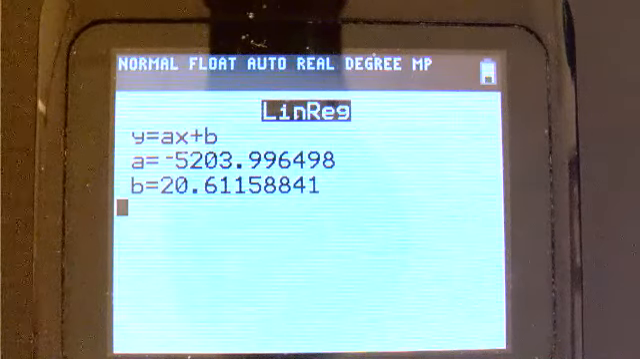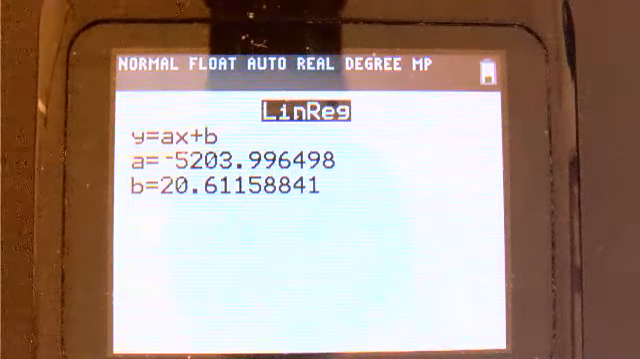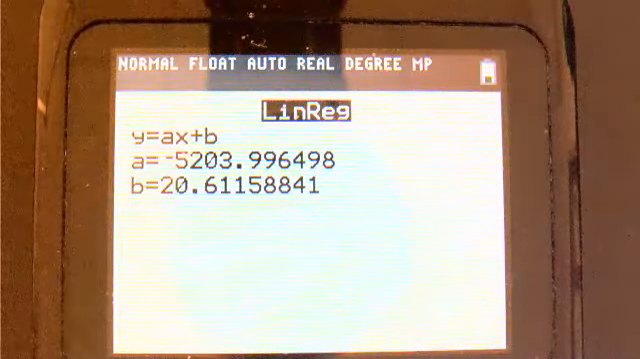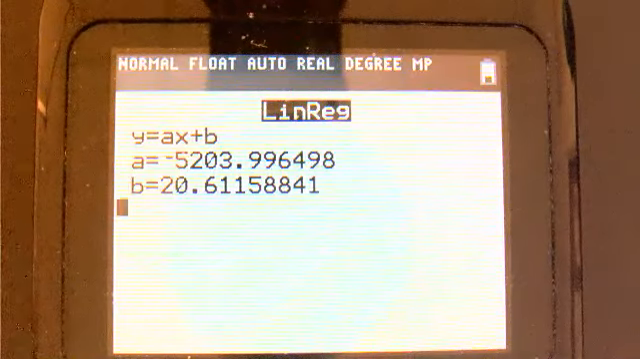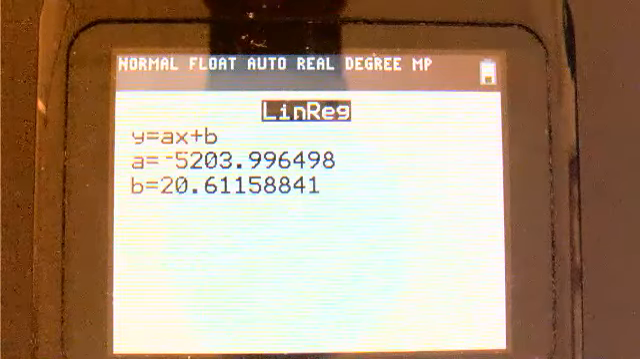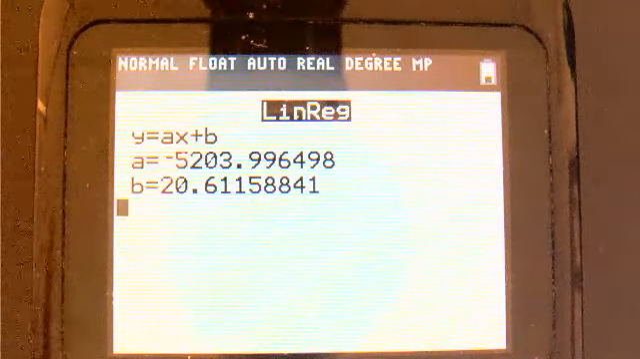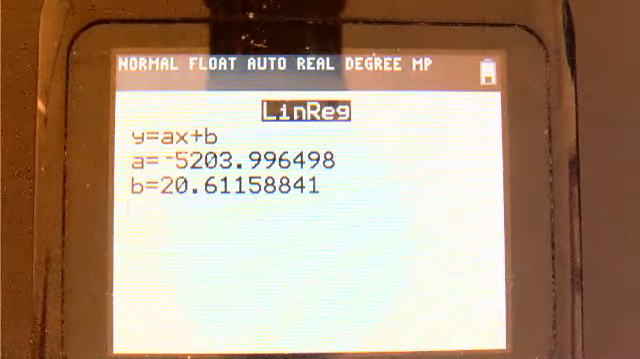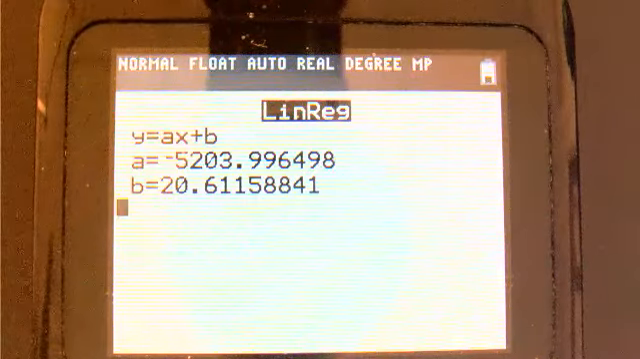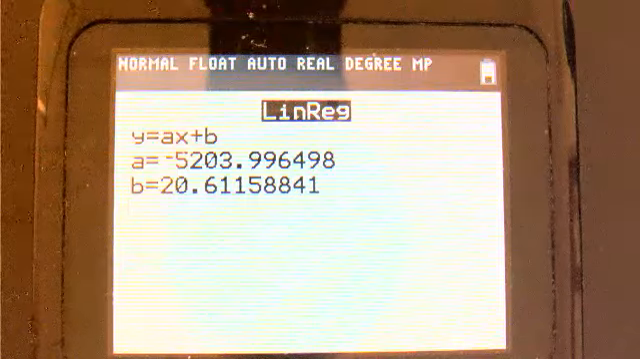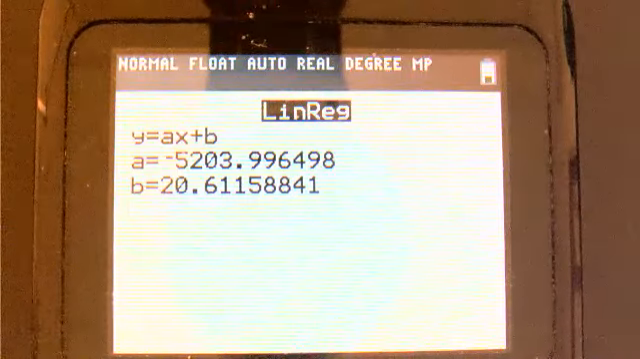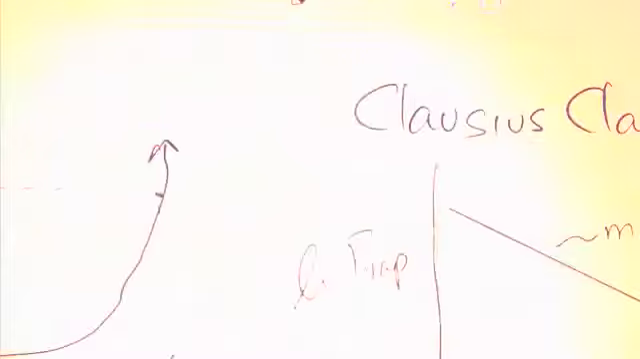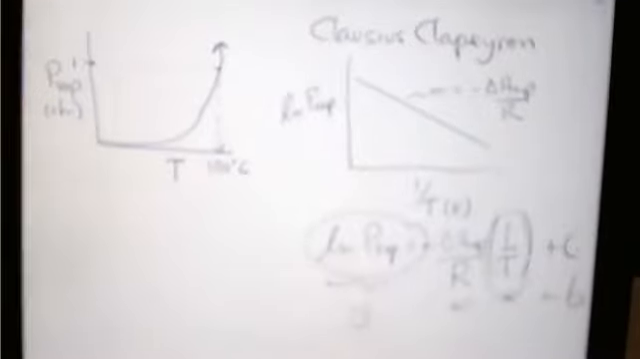What do I want from this screen? The A value, which we would say is the slope. But what number would I write down? Do I write all of that down? No, only like the first 4 digits. Even the first 3, because think of those pressures and temperatures. How many sig figs were in there? Do we need 4 significant digits even? So my slope was negative 5,200.